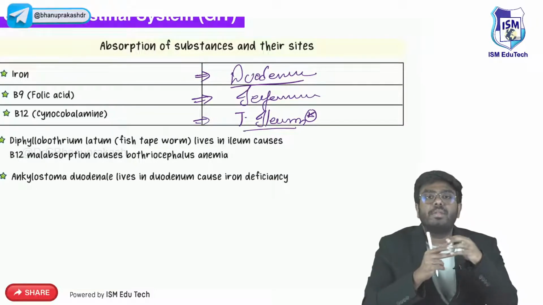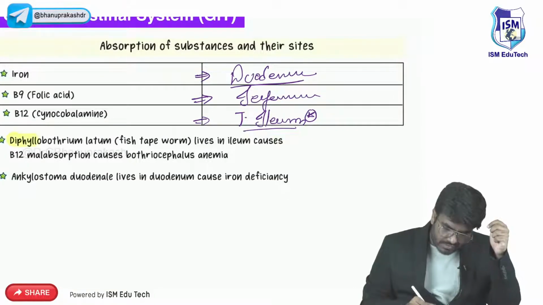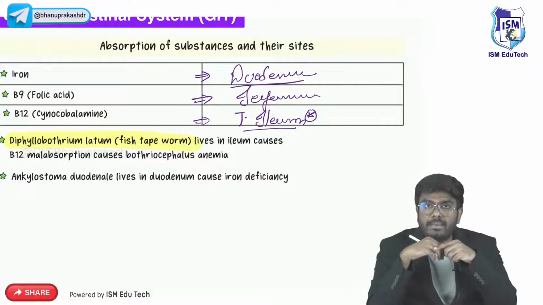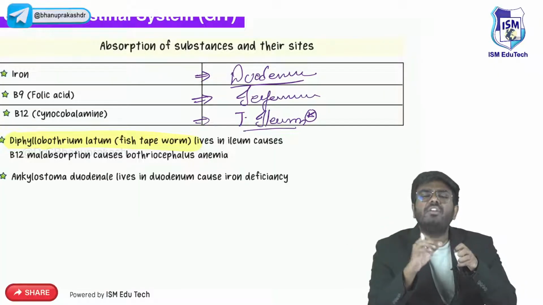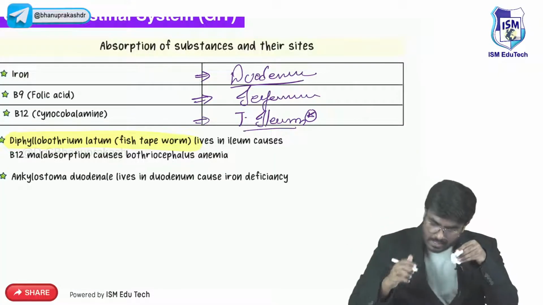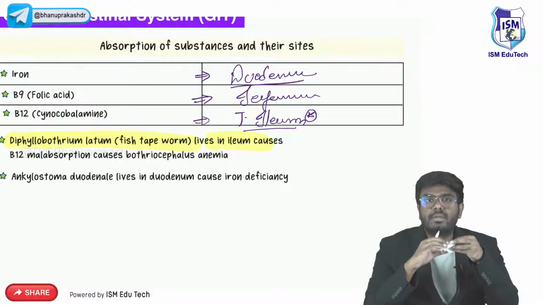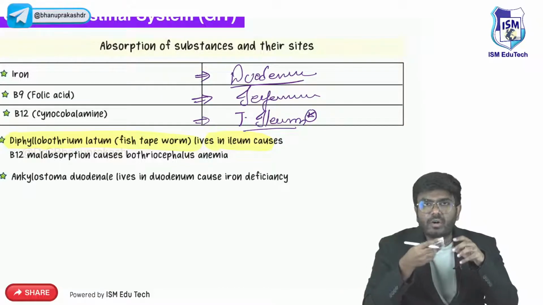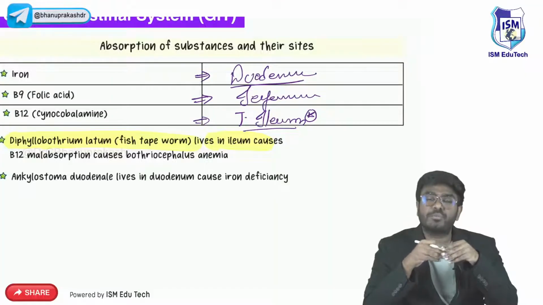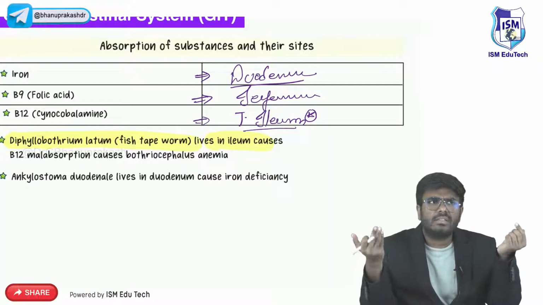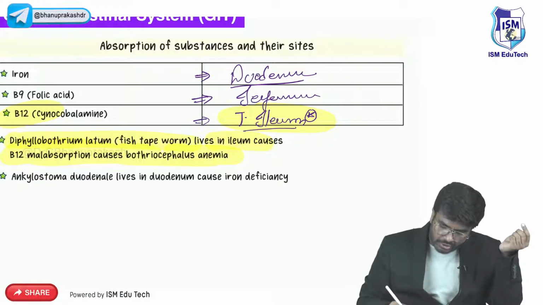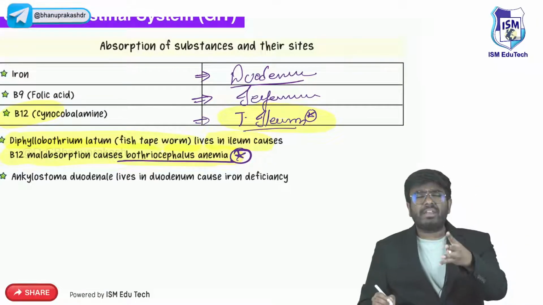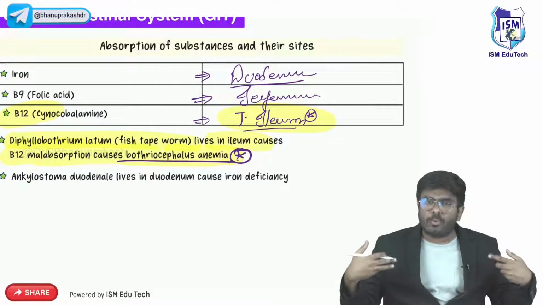Now from microbiology, this was a question asked in the 2019 June FMGE exam. They simply asked, which of the following is a fish tapeworm? Diphyllobothrium latum. Do you know where it will live? It lives in the terminal ileum. Whenever it is living in the terminal ileum, it will cause inflammation over there. It decreases absorption. Which substance? In the terminal ileum, vitamin B12 is absorbed. So the patient is now going to have vitamin B12 malabsorption, leading to Botriocephalus anemia. Whenever vitamin B12 is not there, that will cause megaloblastic anemia, right?